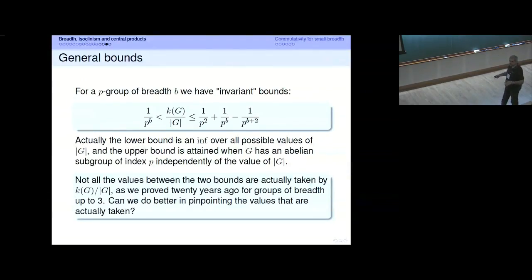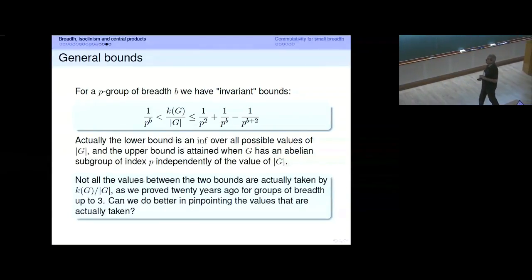So let's put together the results. We have that the commutativity is bounded below by 1 over P to the B and above by 1 over P squared plus 1 over P to the B minus 1 over P to the B plus 2. Now, the bound below is strict, and the bound above, as we have just seen, can be an equality.